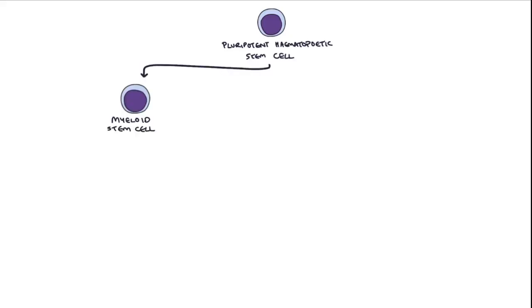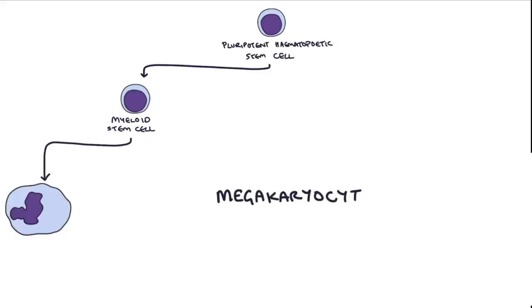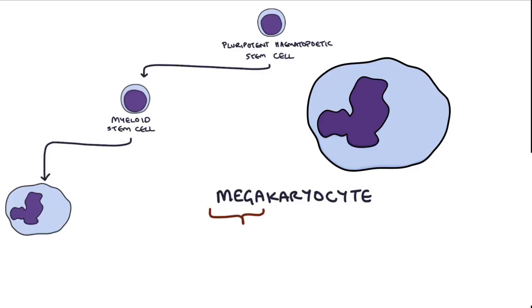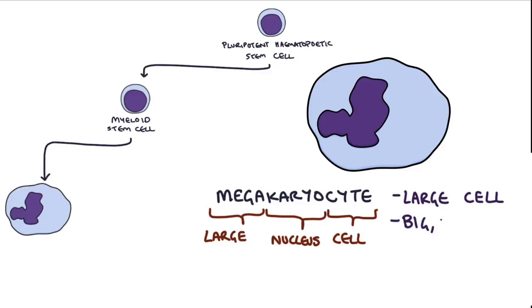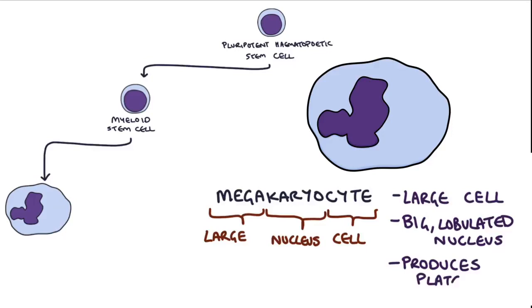As well as the cells of the immune system, myeloid stem cells are also responsible for producing platelets and red blood cells. So they can become something called megakaryocytes, and mega means obviously large, and karyo refers to the fact that it has a nucleus, and cyte meaning cell. So as you might imagine, this is a large cell with a big lobulated nucleus, and it's responsible for producing platelets, and platelets are obviously essential for forming blood clots.